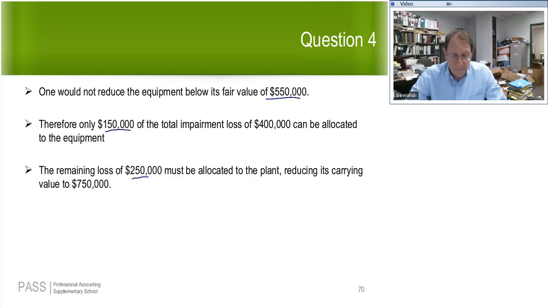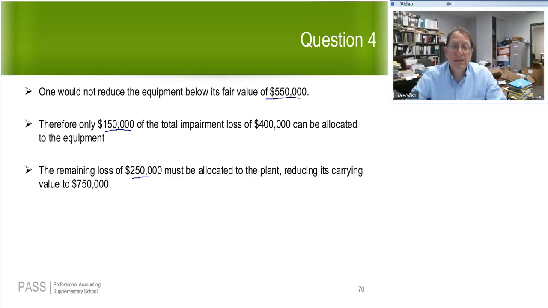Number 3, if goodwill has been allocated to a CGU, it will always be tested for impairment once a year. True or false? Okay, tricky one. People, the answer is false. You know why? If you have indications of impairment, you could have to test more than once a year. This says it will always be tested once a year. No. If goodwill is in the CGU, it could be tested more.